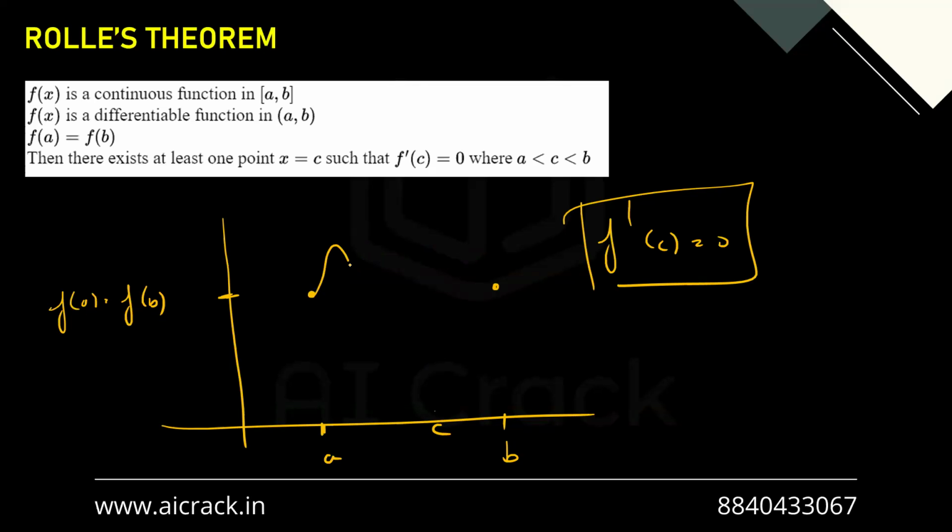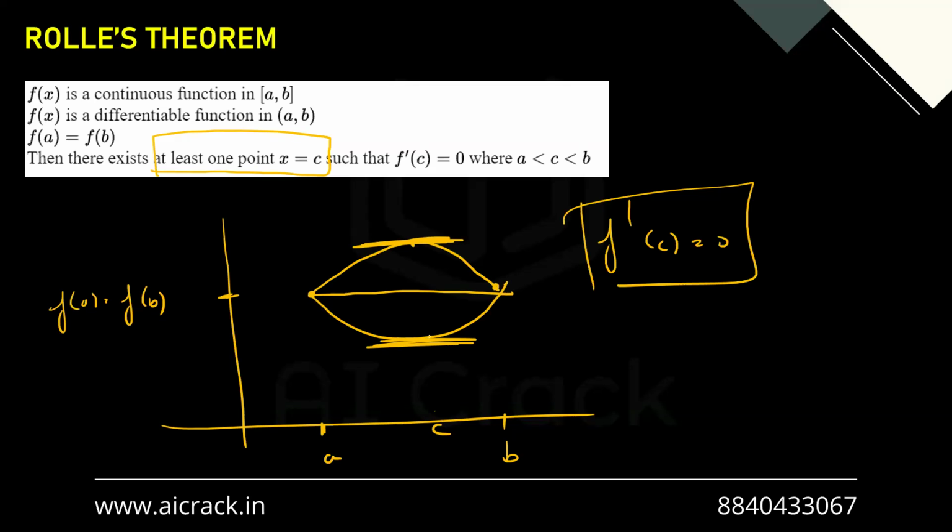So let me draw one more curve over here. Let's say like this. So over here, over here, and over here as well, we've got multiple c values where f'(c) equals 0, because we're talking about at least one point x equals c. So basically, if you're drawing a continuous and differentiable function, then the slope at this maxima point is coming out to be 0. It can be minima as well. But let's just talk about this particular case.